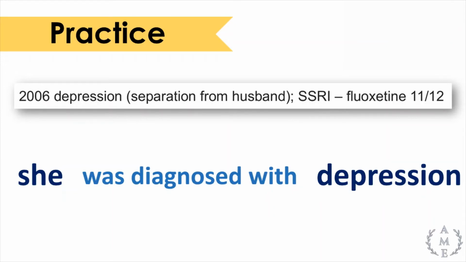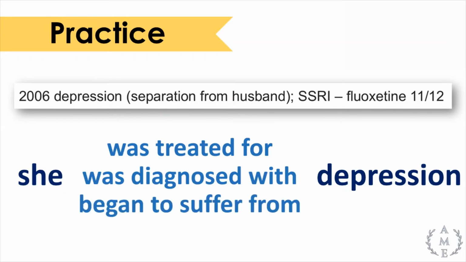Okay, so you could have gone for she was treated for, or if you don't want to use passive voice, you could say she began to suffer from. Of course, as I say, each of these options emphasizes a slightly different aspect of her depression. In this case, treatment, diagnosis, and experience. So it's up to you to choose which best expresses what you want to say. Also, note the dependent prepositions for each of these words: treated for, diagnosed with, and suffer from.